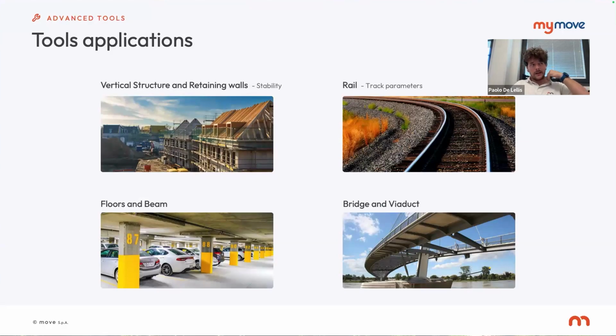Vertical structure and retaining wall. For example, the tiltmeter chain tool you can use in a vertical section or in a horizontal section to obtain the displacement of the different floors that you have in your structure, or to understand the stability of the structure in general over time. And you can see how your vertical section changes over time.